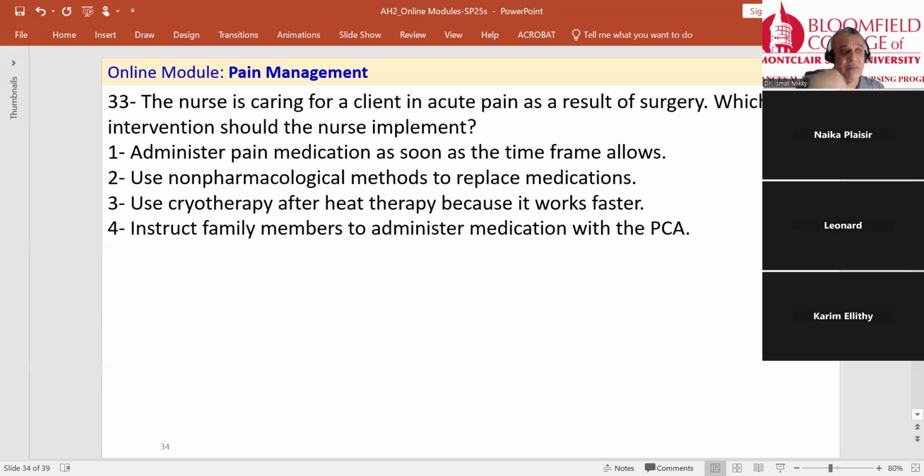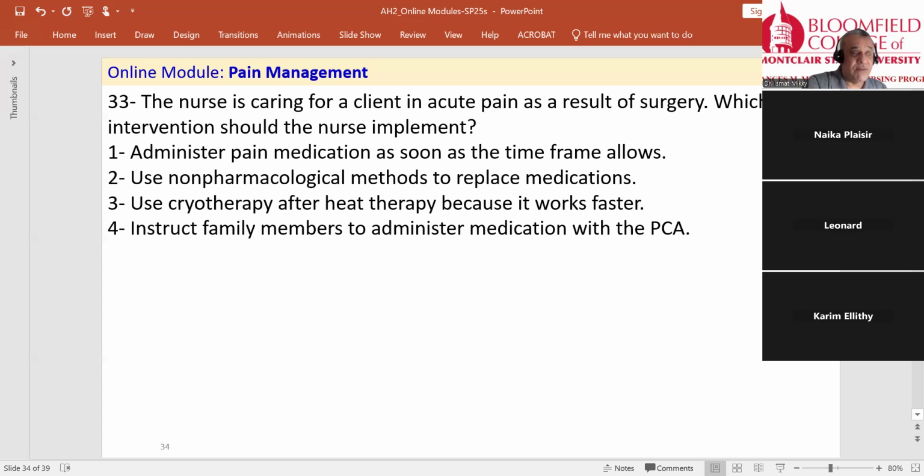Maybe another NSAID can be given, not the narcotic drug. Or if the frequency is insufficient or ineffective, then we can adjust the dosage or time frame. That should be in consultation with the prescriber. But pain medication should be administered at the frequency determined and ordered by the provider, and not just when the client requests the drug, especially for acute pain.